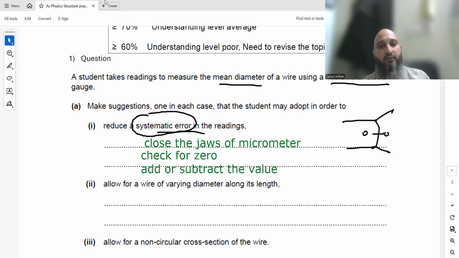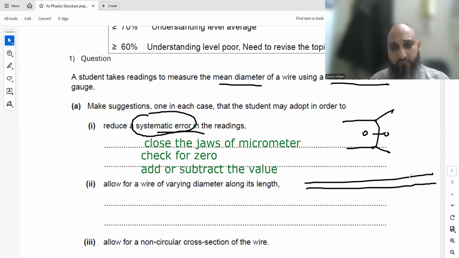The second part is allowing for a wire of varying diameter along the length. If the diameter of a wire is changing along the length, then we should measure the diameter from different places, like change the position of the micrometer and record the diameter at different places. That's how we can do it, and take an average of that.